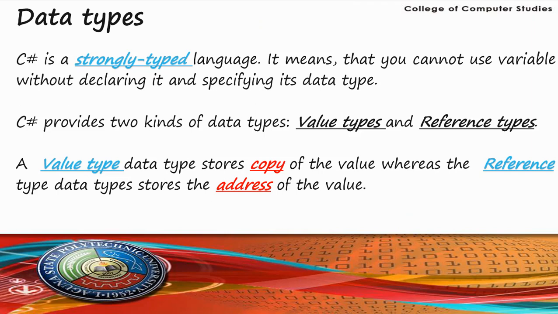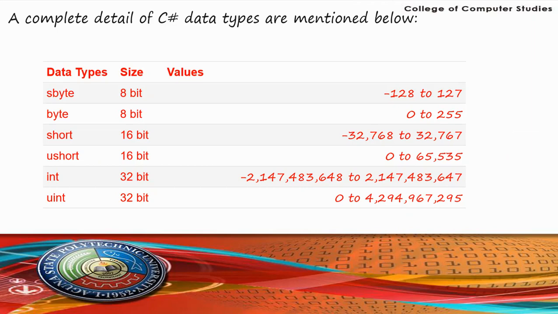A value type, which is also called the primitive data type, stores a copy of the value, whereas the reference type, which is also called the non-primitive type, stores the address of the value. Here is a complete list of data types in C Sharp.